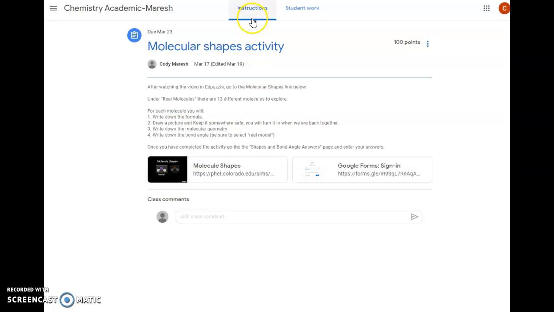So on the instructions page, make sure you follow them. There are 13 different molecules on this molecular shape PhET activity. What you need to do is, on a separate piece of paper, write down the formula for all 13. Draw the best picture you can of a molecule, something that looks like what you see on the screen. Write down molecular geometry and write down the bond angle, and I'll show you what that looks like here.